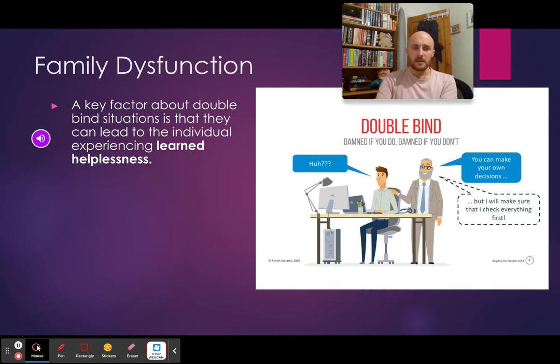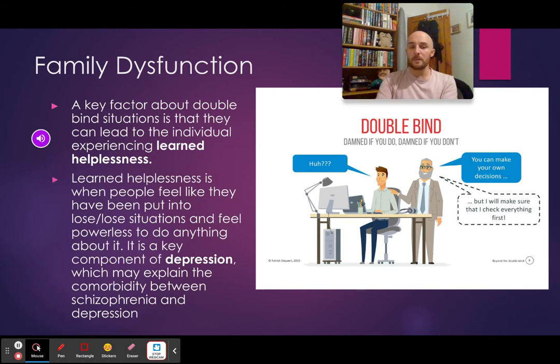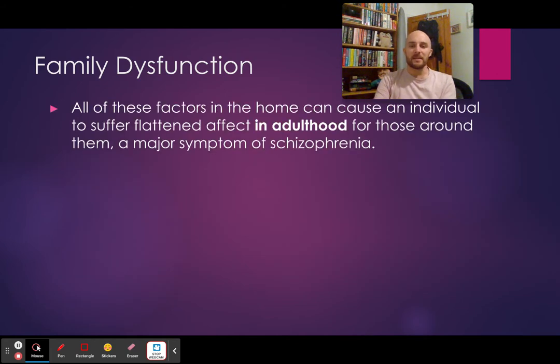Learned helplessness is when people feel they've been put into lose-lose situations and basically feel like no matter what they do, it's not going to get them out. So it's a key part of depression, by the way, and it may actually explain the link between depression and schizophrenia. Basically, double bind is you're damned if you do and you're damned if you don't. You can't help but annoy one parent, for example. So double bind is a factor.